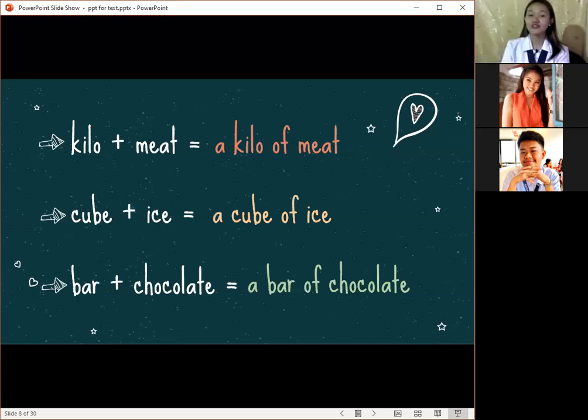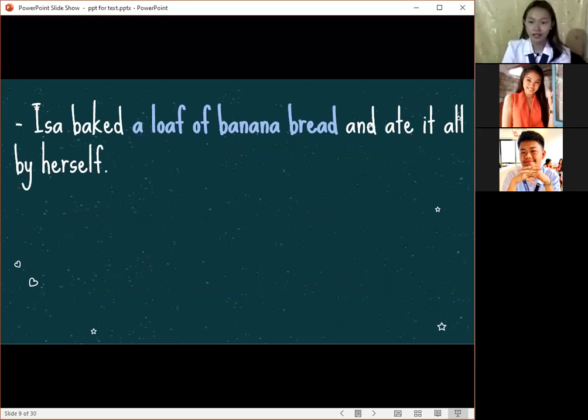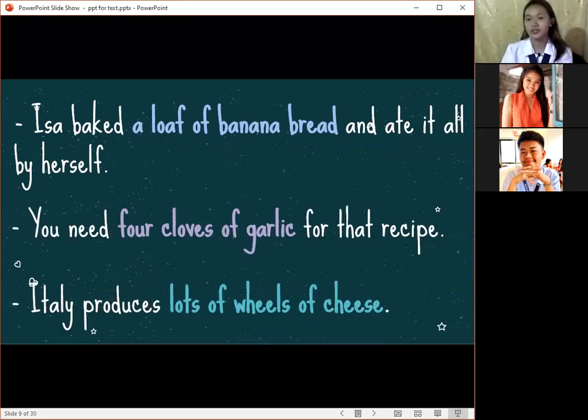So again, I have three sentences here. Like the first sentences we had earlier, I want you to remember or take note of the highlighted phrases. Ron, may you please read?